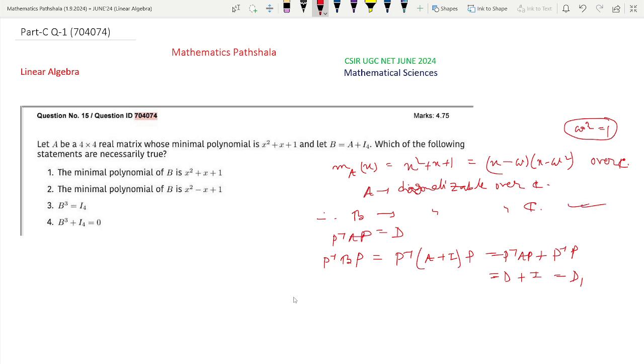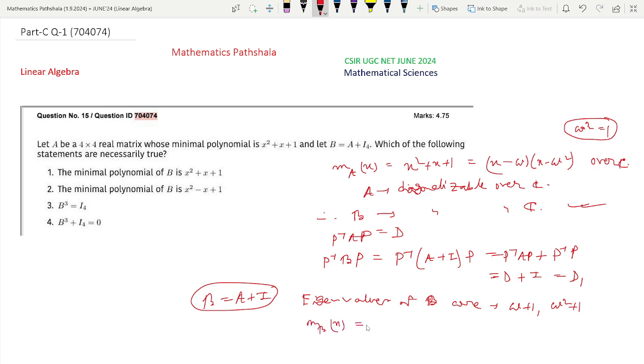So the minimal polynomial of B is also the product of distinct linear factors, and clearly the eigenvalues of B are omega plus 1 and omega square plus 1. As B is A plus I, we know that the eigenvalues of B will be the eigenvalues of A plus 1.